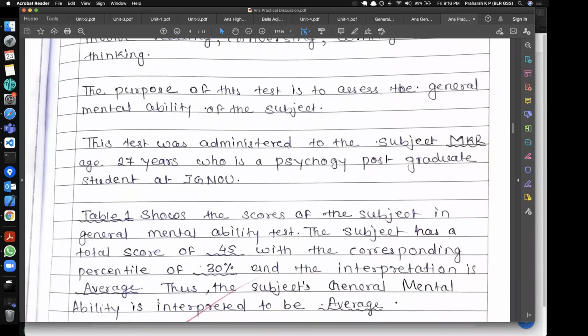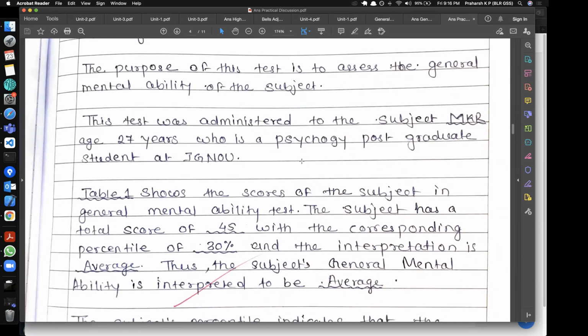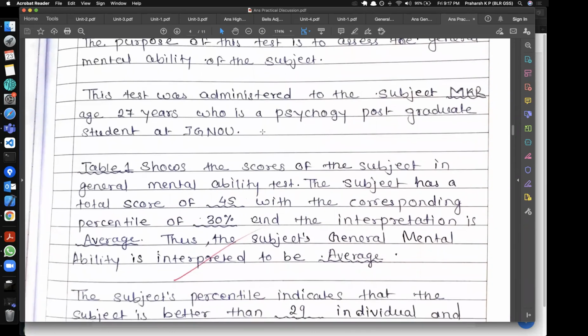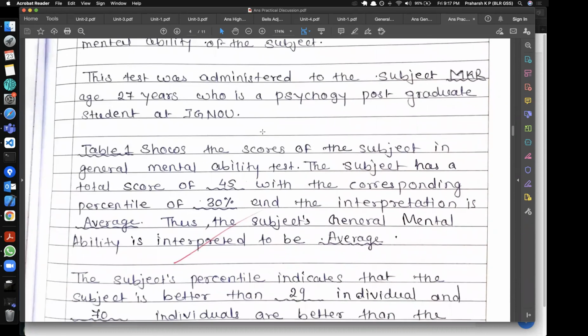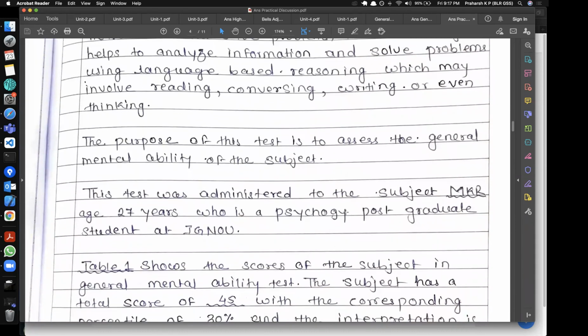This test was administered to, this is the generic statement that Soundarya is so fond of. She's not here, right? Hopefully she is not. This test was administered to the subject dash, age dash years, who is a psychology course student, another dash, student at dash. And we fill this in, and that's a standard way of saying it was administered. Usually we might also have a date on it, but that's okay.